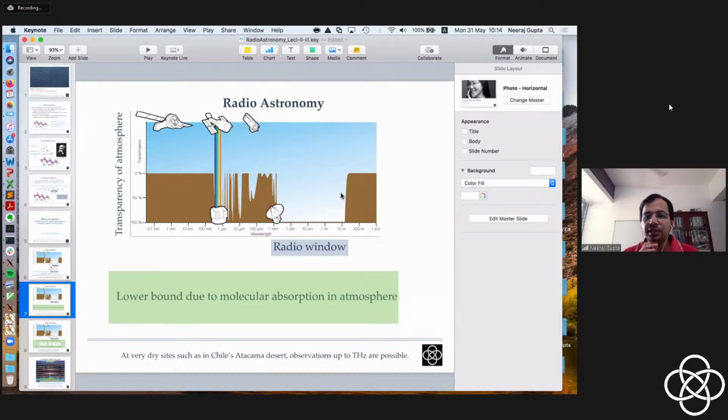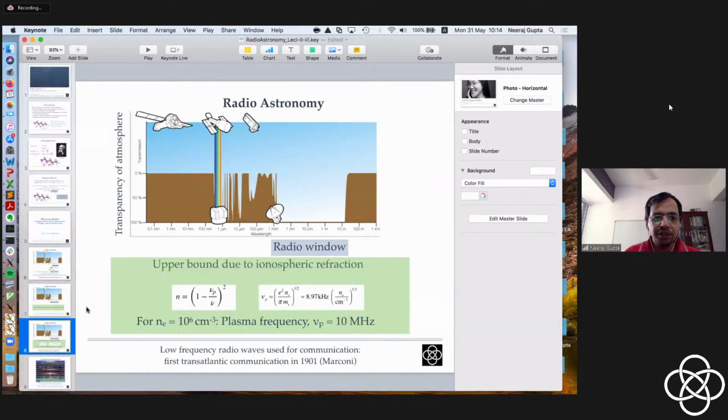Why is it that we cannot receive radiation on the upper side of it? Now the upper bound is related to what we call the plasma frequency, right? If you know Maxwell's equations and you have ever solved them for the propagation of EM waves through plasma, then you would find that it gives you a solution which relates to what is called the plasma frequency, right? And what this means is that only those waves are allowed to pass which have frequency higher than the plasma frequency.